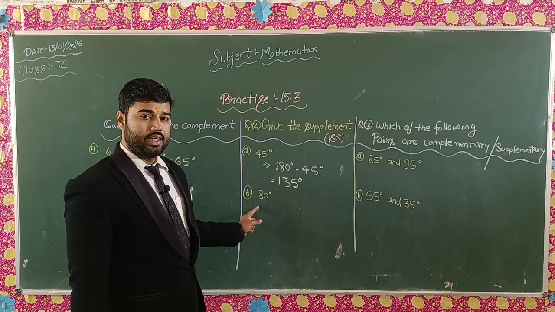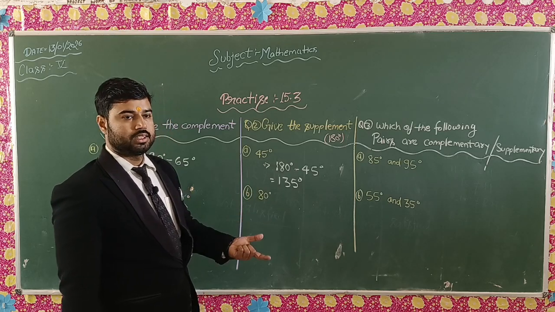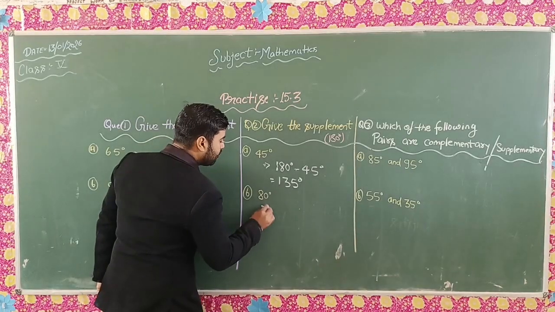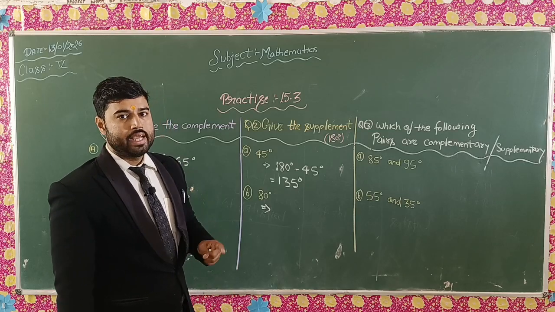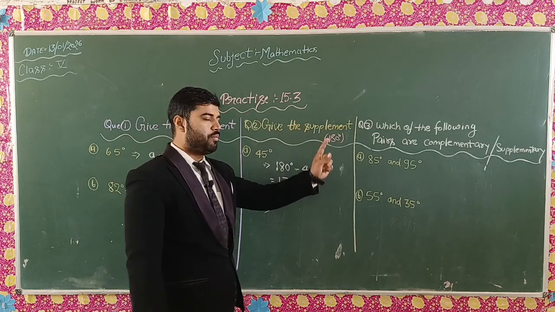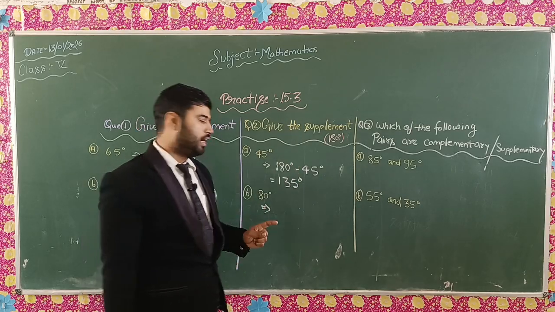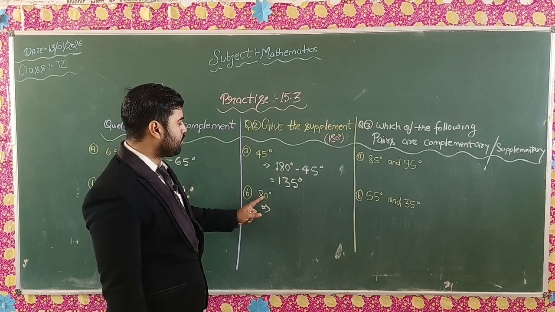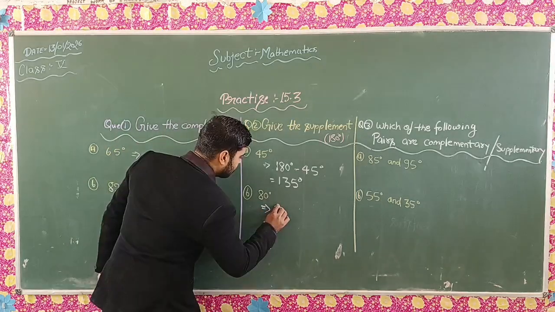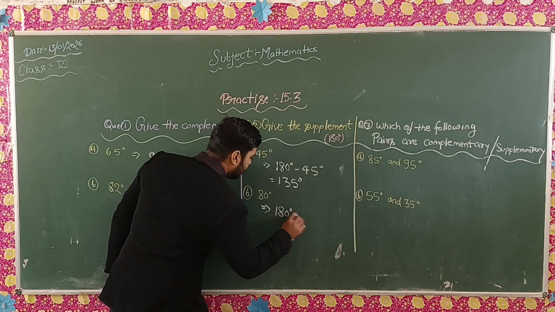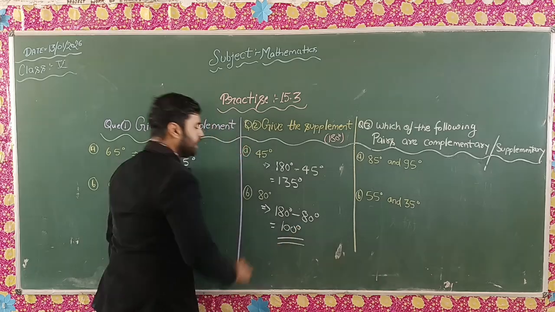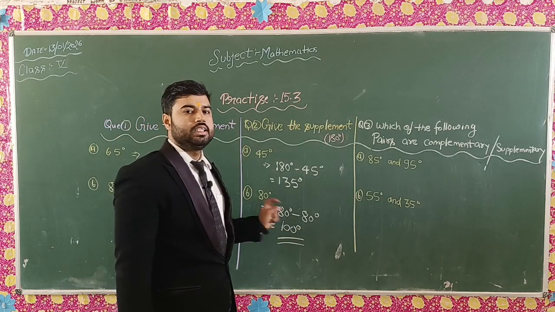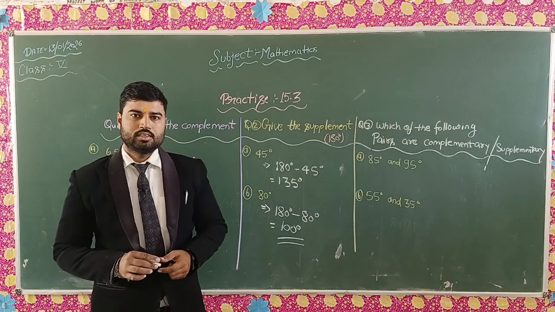Next one, 80 degree. What will we do? It's the same thing. We will subtract it from 90 or 180 degree. 180 degree. Why? The reason is because the sum for the supplement is 180 degree. So you have to subtract it from 180 degree. So let's subtract 180 degree minus 80 degree. And what will be the answer? The answer will be 100 degree. So 100 degree is supplement for this angle. Understood?